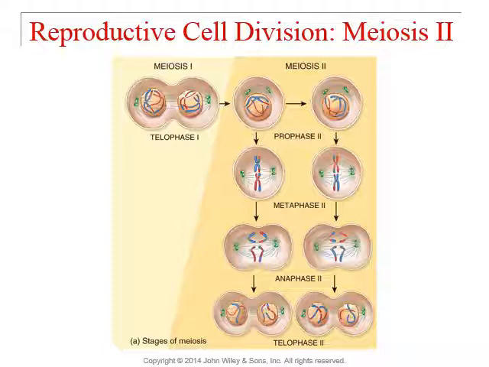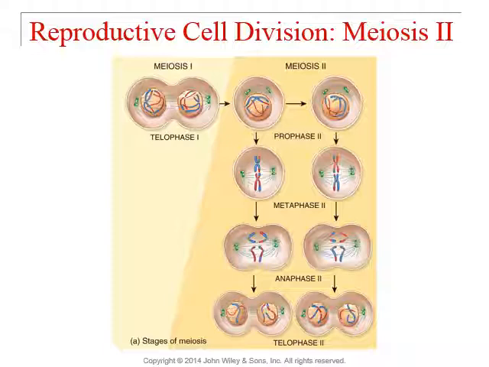Once we finish the first round of meiosis, we move to meiosis 2. Meiosis 2 and mitosis will look almost exactly the same here, so we'll go through the same phases. Once we finish meiosis 1 and telophase 1, we go directly into prophase 2 in meiosis 2.